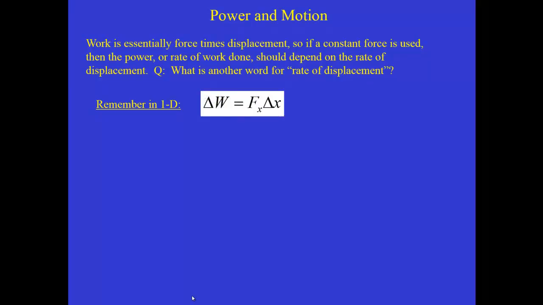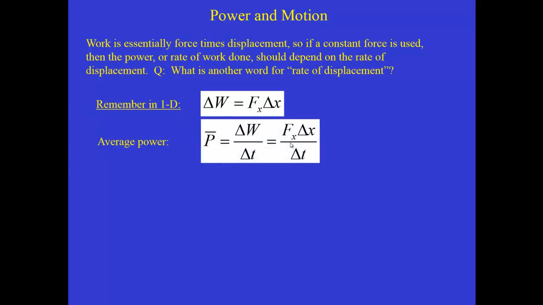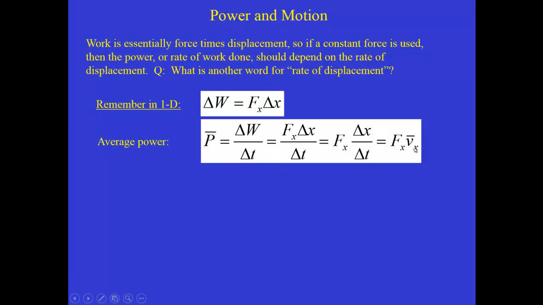So remember that in one dimension, we just wrote down this equation in the example a minute ago, that the work done is equal to the x component of the force times delta x. For a constant force, we can do this. So in this case, we divide both sides by delta t, and we can get the average power that's done when the object moves through a distance delta x. So delta W over delta t is the average power. Put a bar on top to indicate an average. So that's F_x delta x over delta t, and delta x over delta t is the average velocity along the x direction. So we'll call this v_x bar, where the bar again indicates an average value.